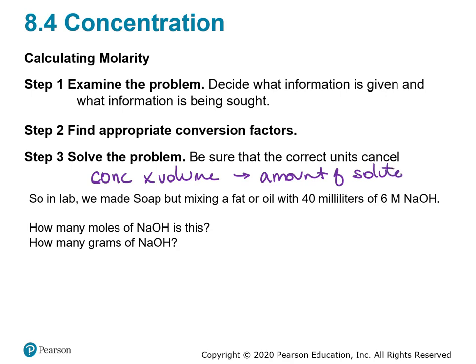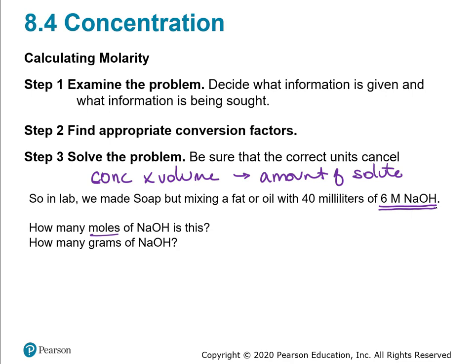So in lab, remember in lab we made soap, and we mixed a fat or an oil with 40 milliliters of 6 molar sodium hydroxide. So the first question says, okay, well, how many moles of sodium hydroxide is this? So the first thing that you want to do is you want to take the concentration and change it to what it means. Just like percent, remember we did this in lab too?